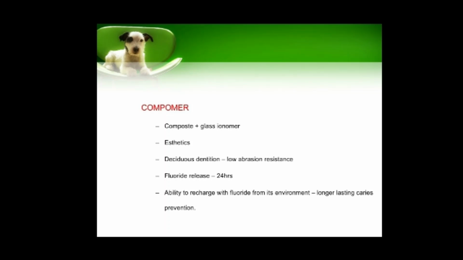Compomer. The word compomer is composed of composite and glass ionomer components. This compomer was developed in an attempt to take advantage of the desirable qualities of both the materials, that is the composite and the glass ionomer cement. So it will provide good aesthetics, and it can be used in deciduous dentition in low abrasion resistant areas. It has good fluoride release during the first 24 hours of setting. After that, it has an ability to recharge with fluoride from the environment. Thus, it results in longer lasting caries prevention.